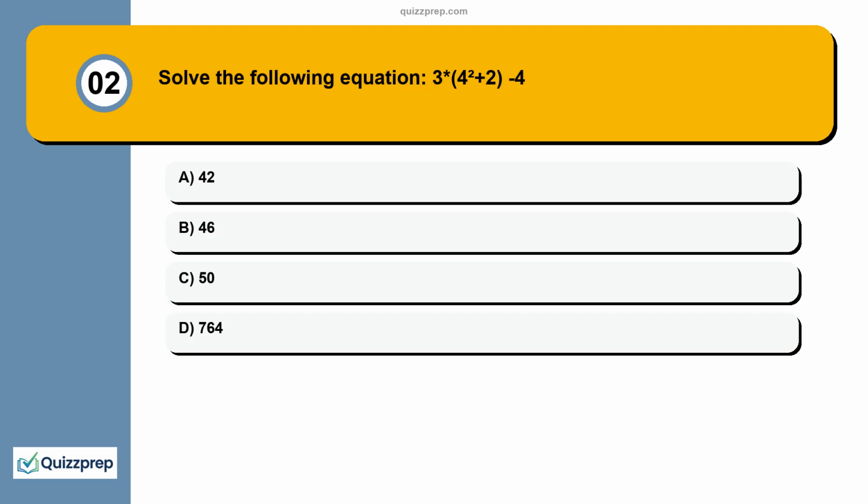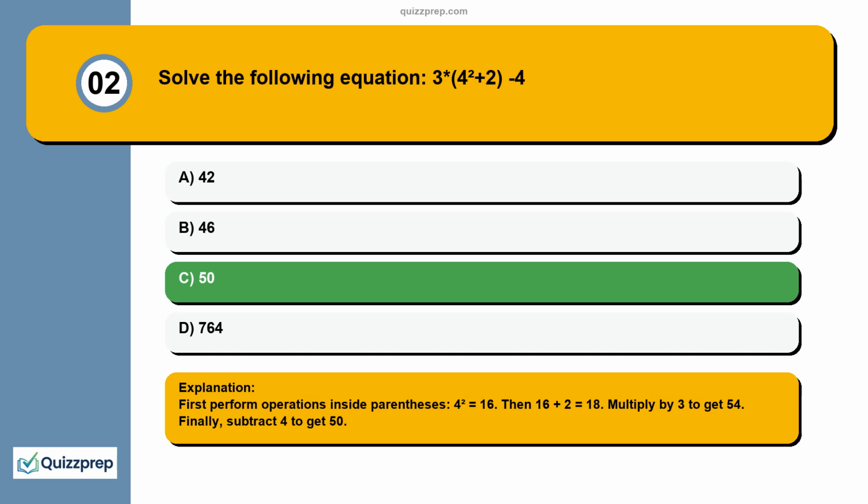Question 2. Solve the following equation: 3 * (4²+ 2) - 4. 42, 46, 50, 764. First perform operations inside parentheses: 4² equals 16, then 16 plus 2 equals 18, multiply by 3 to get 54, finally, subtract 4 to get 50.